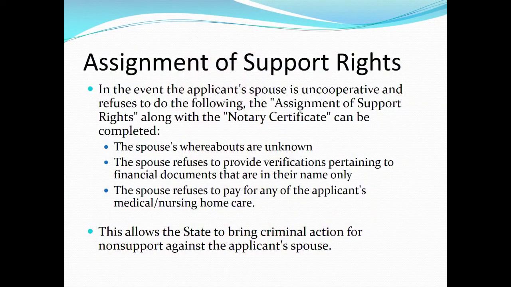Assignment of support rights. Because Maryland is a spouse-for-spouse state, we are supposed to calculate the assets for spouse, his, hers, and theirs. So in the event that a spouse out in the community is uncooperative and is refusing to provide some of the following, we can do what is called an assignment of support rights along with a notary certificate, such as when the spouse's whereabouts are unknown, they refuse to provide their financial information, or they actually refuse to pay for the applicant's medical nursing home care. If any of those three instances occur and we get that form filled out, it allows us to bring criminal action for non-support against the applicant's spouse.